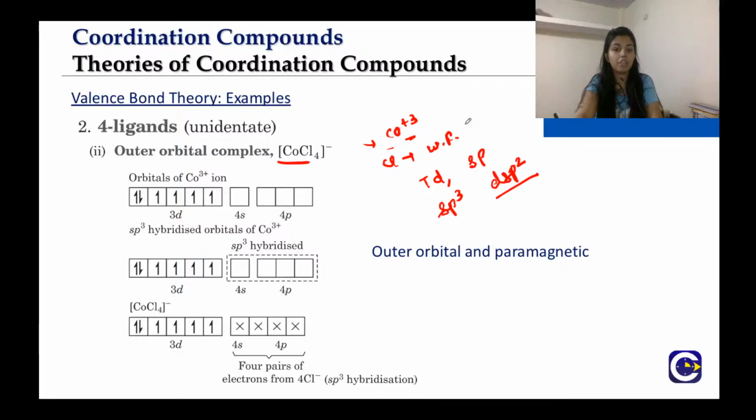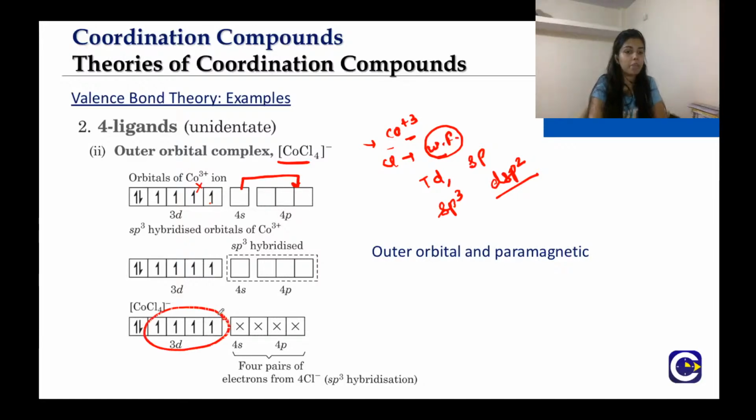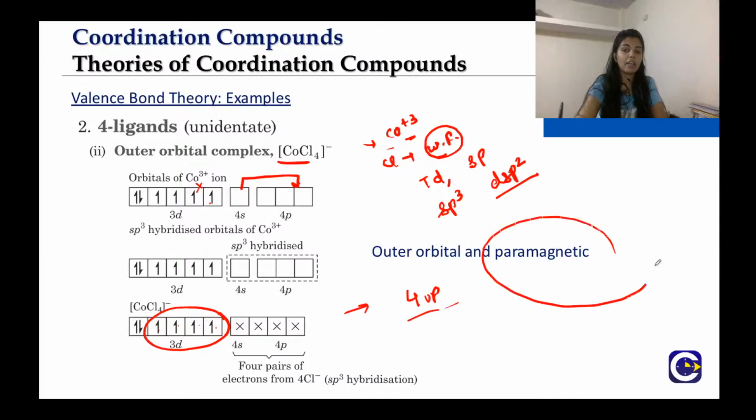Now cobalt is 4s2 3d7. So cobalt 3 plus will be what? 3d6. So this is 3d6 we have drawn, right? Because it is a weak field ligand, it will not be able to pair up electrons, so we are only left with the option to use sp3 orbitals. This will give you sp3 hybridized orbitals in which the Cl will donate 2 electrons in each orbital. How many unpaired electrons are present? 1, 2, 3, 4. Because of these 4 unpaired electrons, this complex is paramagnetic in nature.